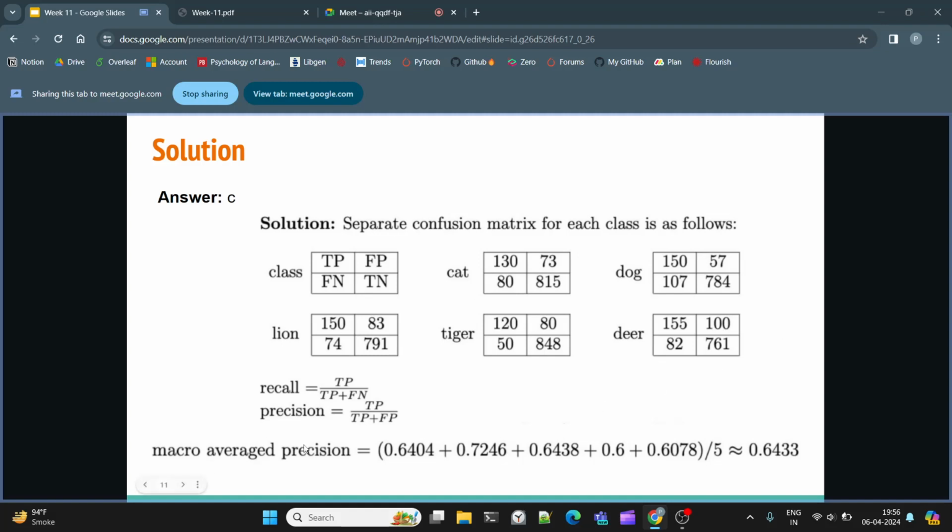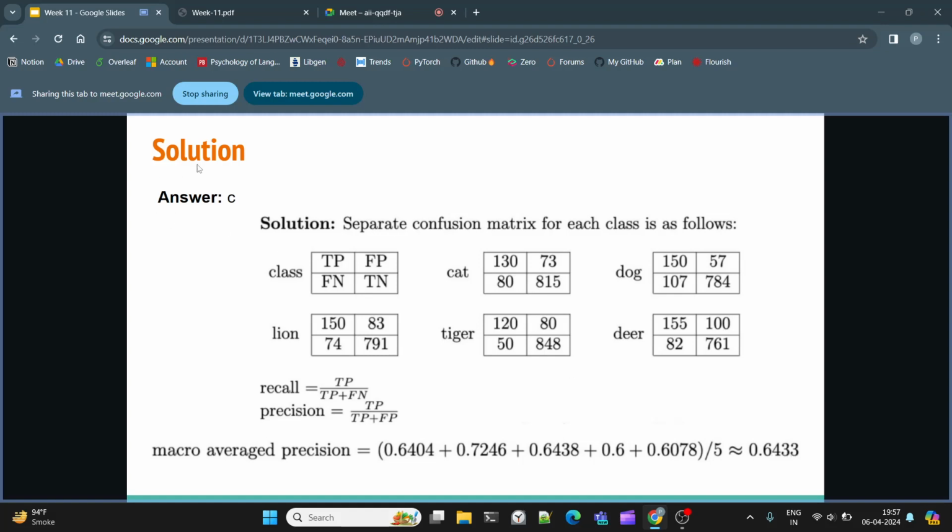So what would be the precision in this case? Let's see the formula. It's true positive divided by true positive plus false positive. So you take this value divided by the sum of the values in this row. It would be 130 divided by 130 plus 73. If you do that, you'll get this value. Similarly for dog, it would be 150 divided by 150 plus 57. That gives you this value. Similarly, you do it for the remaining three classes. You take the sum divided by 5 to get the average. That would be the macro average precision value, which would give you this number, 0.6433.